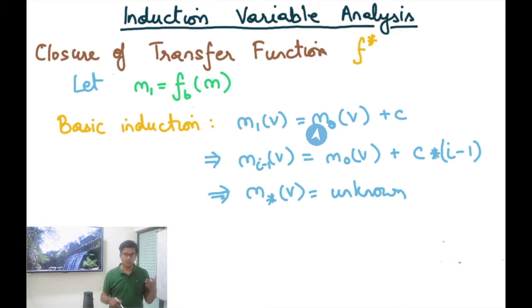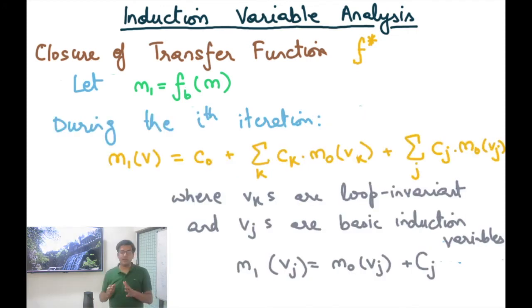The multiplier for m0 is only 1. And so these are called basic induction variables. If I have such a transfer function for some variable for the loop body, inside the loop body, then for i minus 1 iterations, I can say that m_{i-1} of v would be m0 of v plus whatever is the constant c multiplied by the number of iterations, in this case i minus 1. And for m star of v, with an unknown number of iterations, the answer would simply be unknown, because the number of iterations is unknown, and so we don't know how much to multiply c with, and so the answer for m star of v will be unknown.